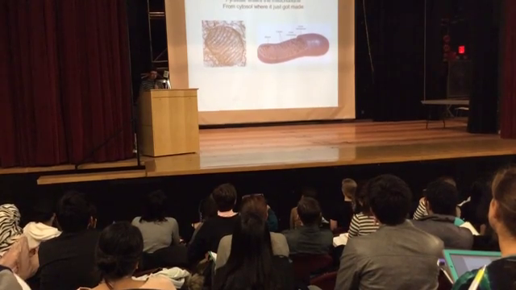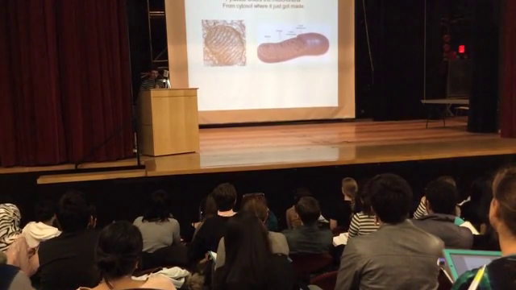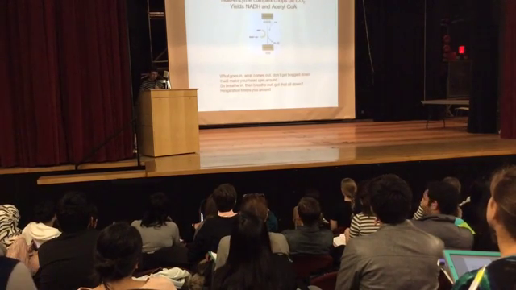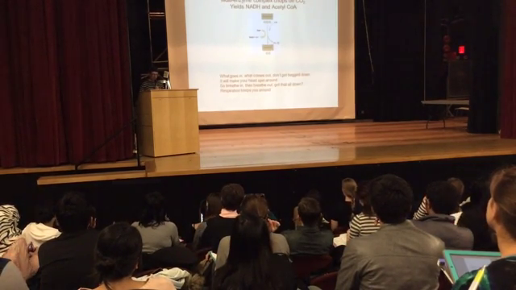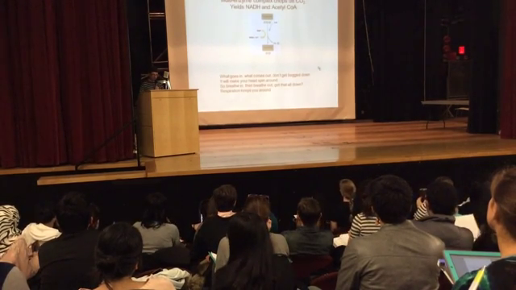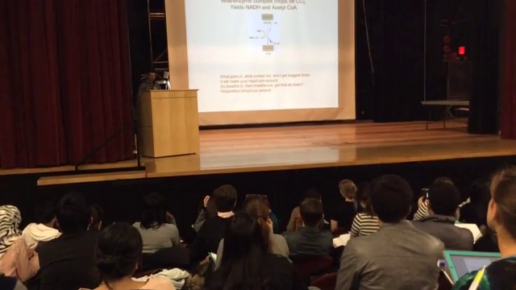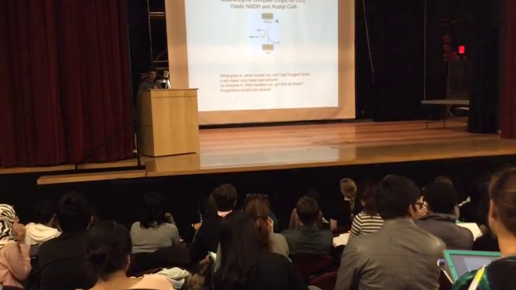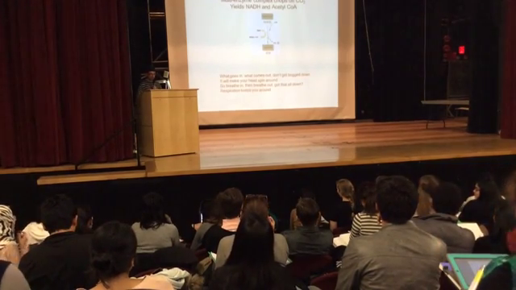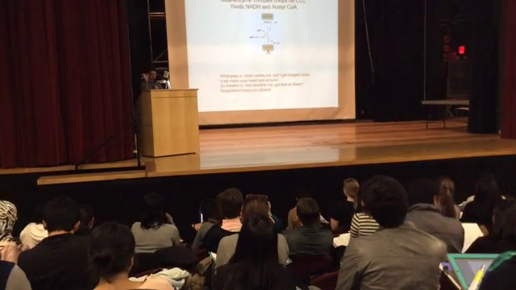Pyruvate enters the mitochondria, from the cytosol where it just got made. A multi-enzyme complex chunks off CO2, yields NADH and acetyl-CoA. So this is pyruvate oxidation. The first place you get CO2 is by cutting off one carbon from pyruvate, and then you get your acetyl-CoA. So now you can do the refrain.